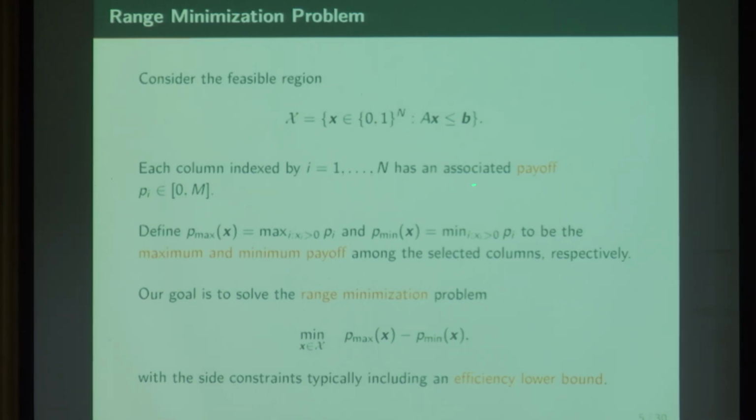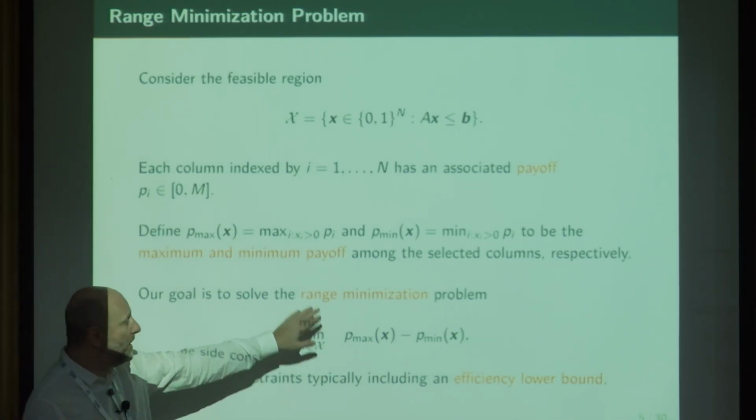Okay, so now each one of the variables has an associated payoff, and I can define P max as the maximum of those payoffs and P min as the minimum of the payoffs of the variables which are in the solution, so x_i is strictly greater than 0. Which means that this P max and P min are also associated with columns or variables which are not taken at 1, but are just slightly used in the fractional solution. So, maximum and minimum payoff.